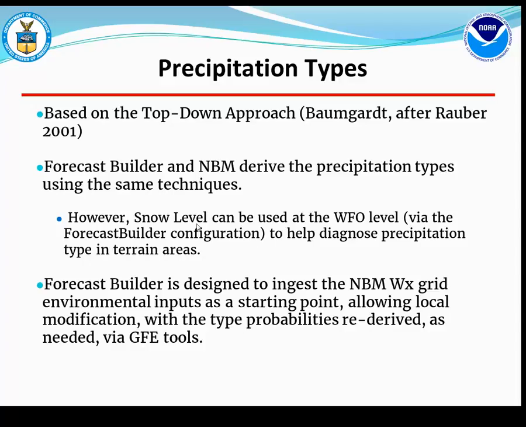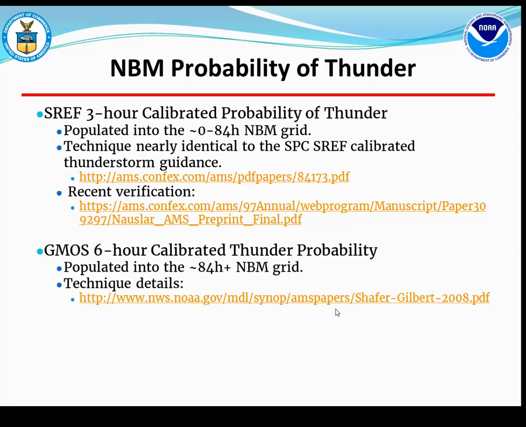but any site can use the snow level via the forecast builder. And again, the forecast builder is designed to ingest those NBM weather grid environmental inputs as a front-end tool for the forecaster as a starting point, and then local modification of the inputs can occur with a rederivation of the type probabilities as needed using those GFE tools.